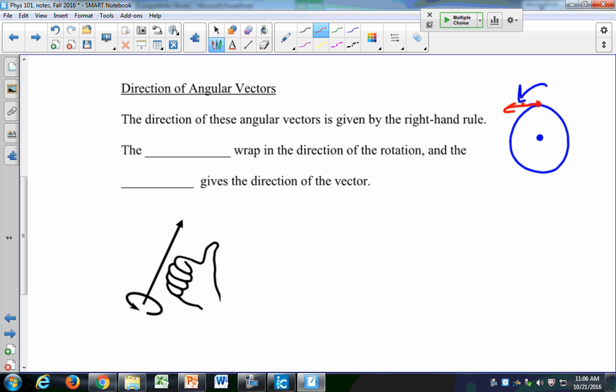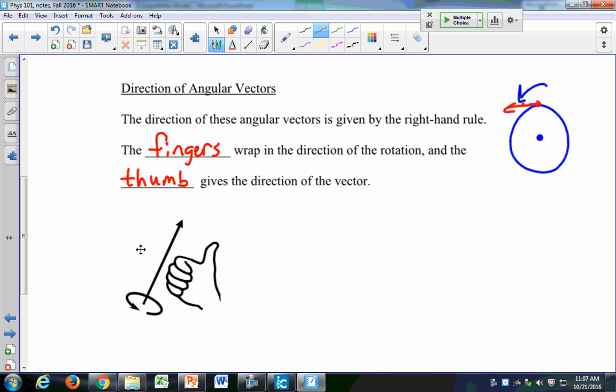There's actually a different way that we think about the direction of the vector, and that is using the right-hand rule. I'm not going to get too much into this, but we will see it again next semester. We're going to give the direction of these vectors where we let our fingers wrap in the direction of the rotation, and then our thumb will give the direction of the vector. That doesn't have much physical meaning for you right now, and don't sweat it. So the fingers wrap in the direction of the rotation, and the thumb gives the direction of the vector.